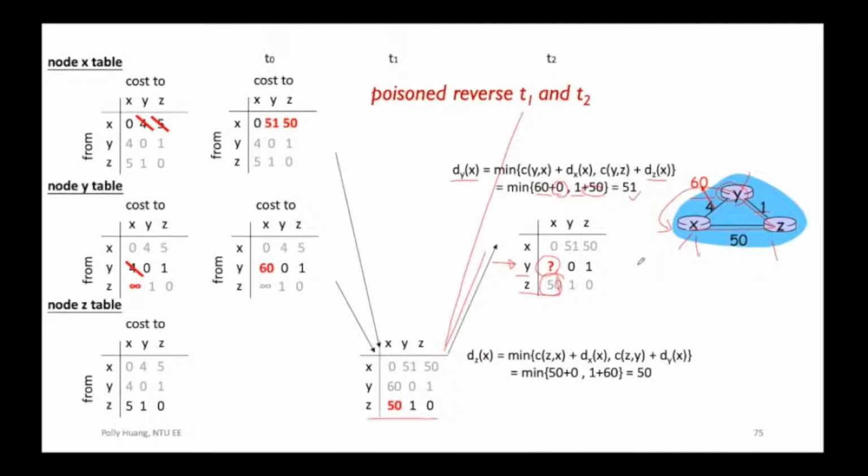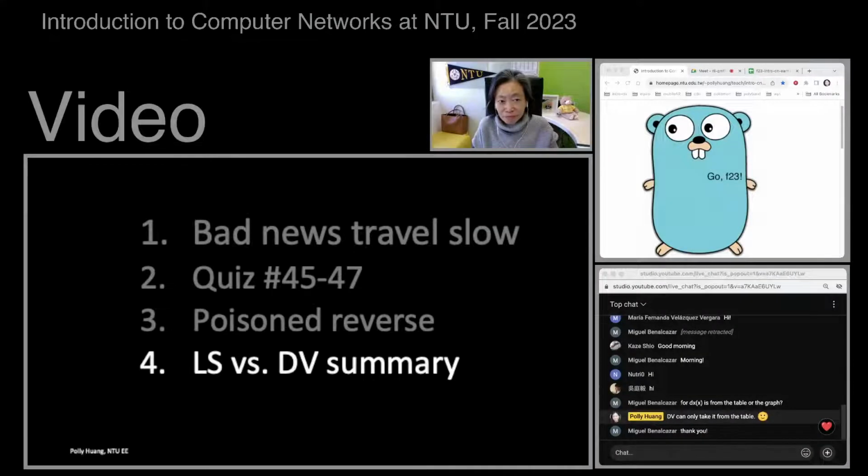In fact, at this point in time, let's update the distance vector for y. At this point in time, the network converges to the true shortest path. And it takes only what? 2 iterations, as opposed to 44 previously. All right, so Poisson reverse addresses the bad news travels slow issue.